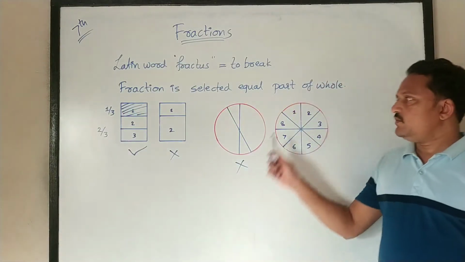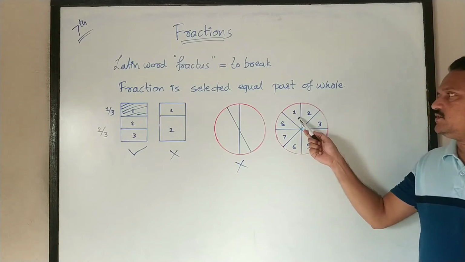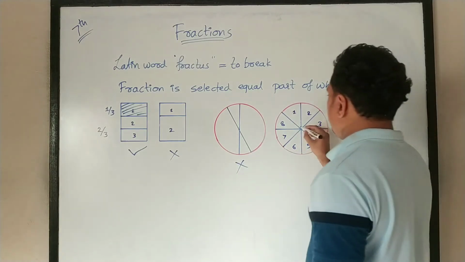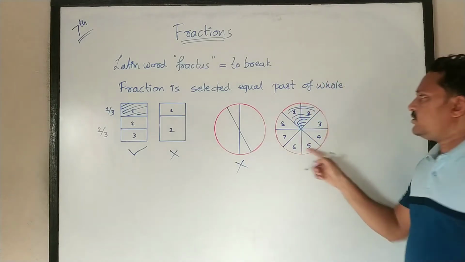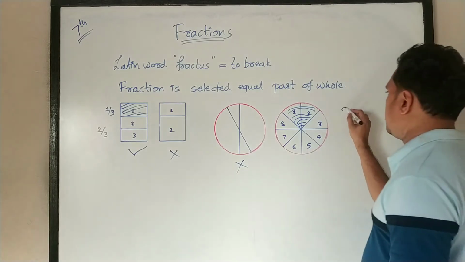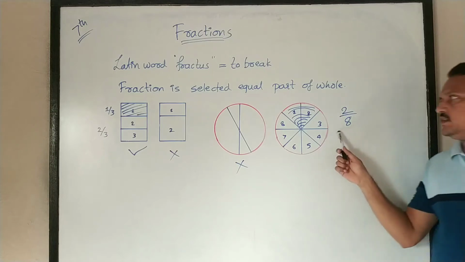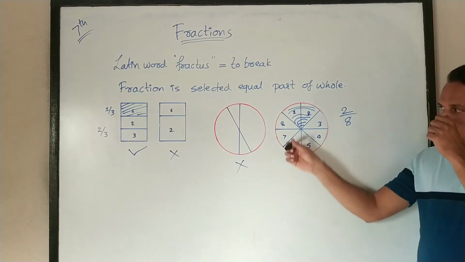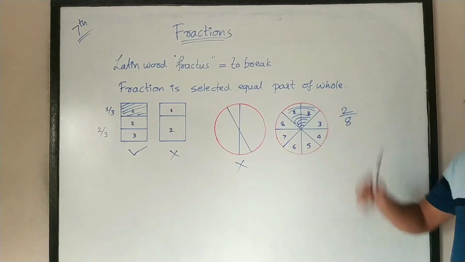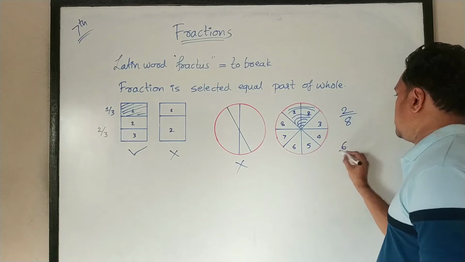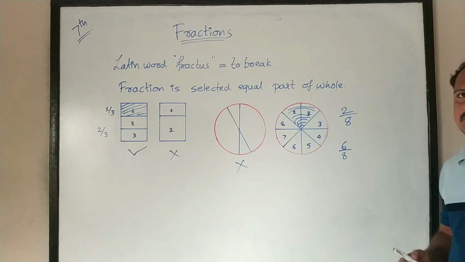Then how? If we are going to select only one, then that is 1 by 8. Out of 8 we have selected only 1. So if we are going to select 2 here, out of 8 we have selected 2. The shaded part is 2 divided by 8, 2 by 8, that means out of 8 we have selected 2. Then how many are unselected or unshaded? That is 1, 2, 3, 4, 5, 6. 6 we have not shaded. 6 by 8. Out of 8 parts we have left 6 unshaded.